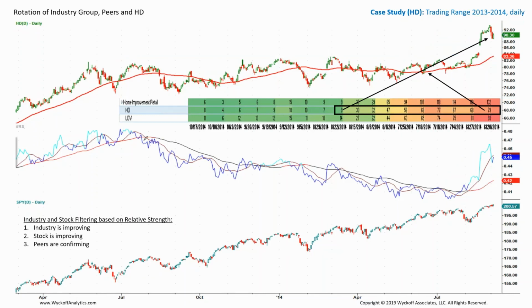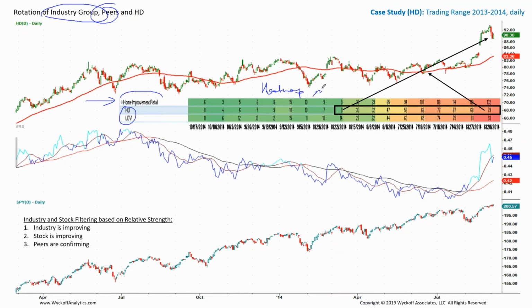Well, we definitely want to use any type of heat maps. That should help you out as well. We want to look at the peers, meaning we want to look at the group and the peers in the group. So for Home Depot, this was the home improvement retail group, and you can find that in StockCharts. You could find this group in a lot of other software. And for this group, we have two stocks, Home Depot and Lowe's. And let's look at the heat map.